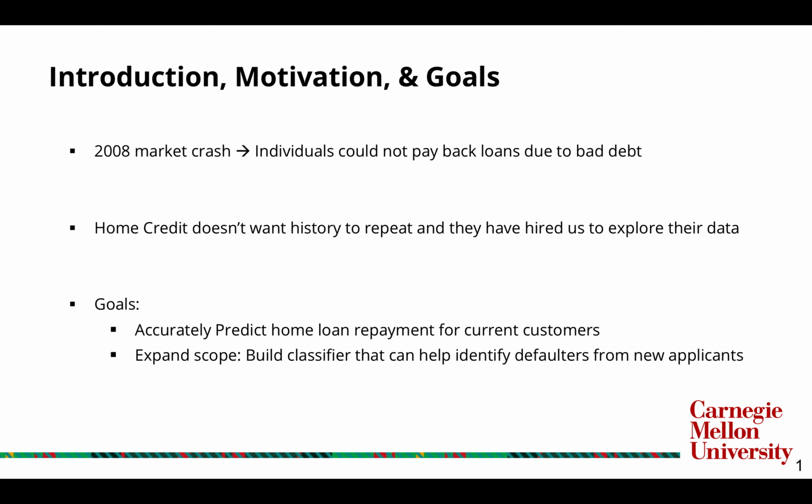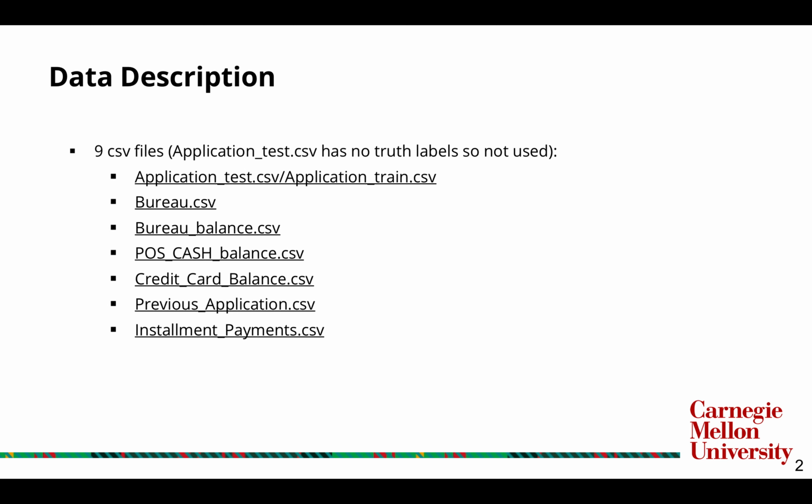The main motivation for our project was the 2008 market crash. During this time, individuals could not pay back loans due to bad debt. Home Credit, a financial institution, doesn't want history to repeat itself, and so they have hired us to explore the data. The main goals that we're focusing on are accurately predicting home loan repayment for current customers and further expanding the scope. So, building a classifier that can help identify defaulters from new applicants.